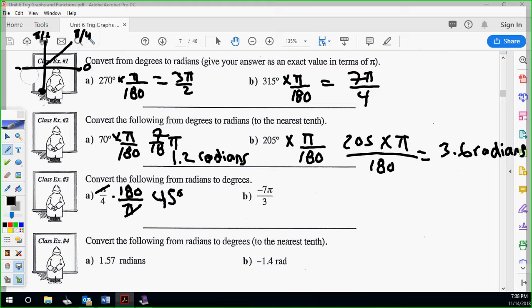Okay, negative 7 pi over 3. So we're going to times that by 180 over pi. Again, the pi's cancel. So that's actually going to be negative 7 times 60, so negative 420. Negative 420 degrees. Okay, they said you can leave it like that for now.